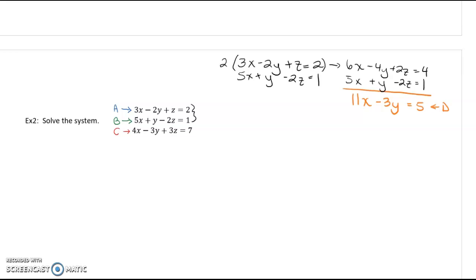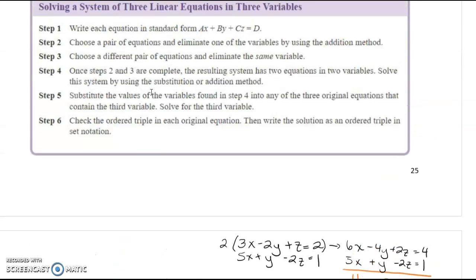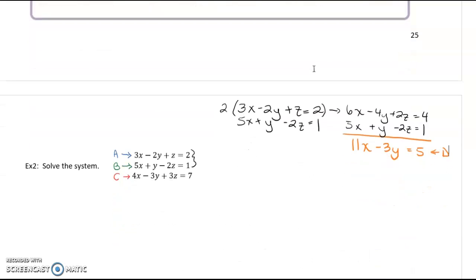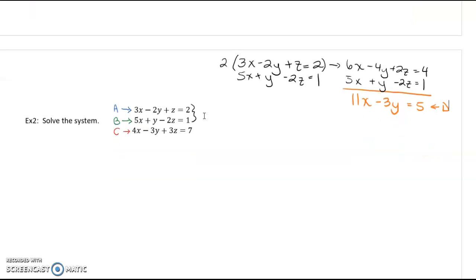So that was step 1. Let me go back up to the steps. So choose a pair of equations and eliminate one of the variables using the addition method. That's what we just did. Step 3, choose a different pair of equations and eliminate the same variable. So the word same is very important there. So now I'm going to go back to my original equations A, B, C. And now I'm going to choose equation A and equation C. I'll write them underneath here.